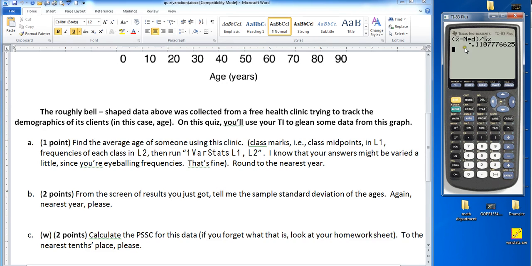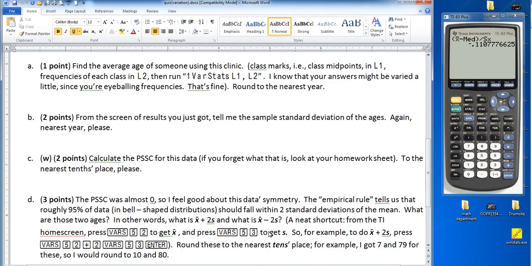All right, I get a Pearson's of about negative 0.1, which is pretty small, and that's what I said right here in part D, that it's about 0. So we can feel pretty good that it's bell-shaped. Okay, we're going to have 95% of data between two standard deviations. So if I calculate this and this, 95% of my data should fall between those values.